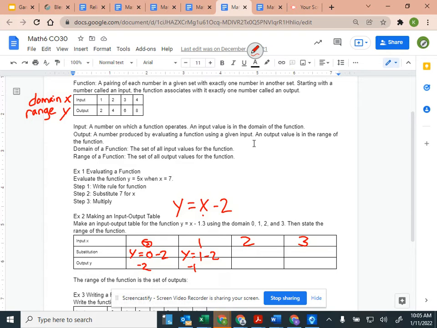What is my y going to be if the x is 2, Kira? 0. Yeah, because I would say y equals 2 minus 2, so y is 0. What's my last one? Well, what would it be if x is 3? 1. Because I would say y equals 3 minus 2. So to fill in your function table, you just take your x, substitute it into the x for the function, and you get your y.